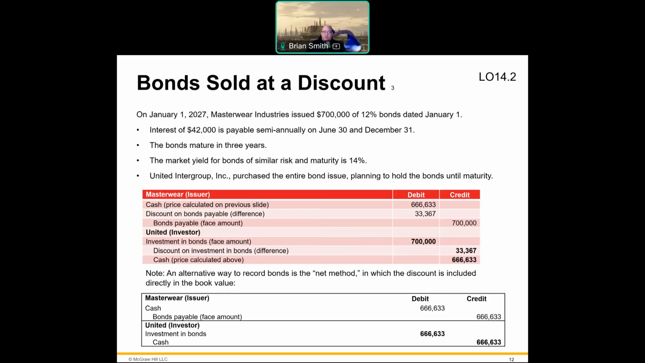Now the investor is going to debit the investment in bonds at 700,000. Credit the cash for the amount they've actually paid, and the amount that they have as the discount is going to be the same. I mean, they're basically the same numbers, just flipped, but the 33,367 is our discount for the issuer, or sorry, for the investor. So they're going to have that as something they're going to have to deal with. And that could go into the note.